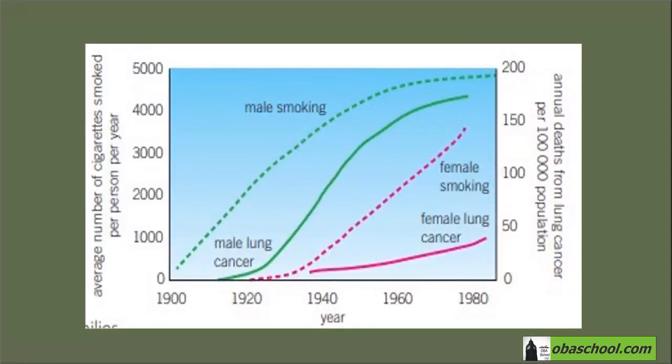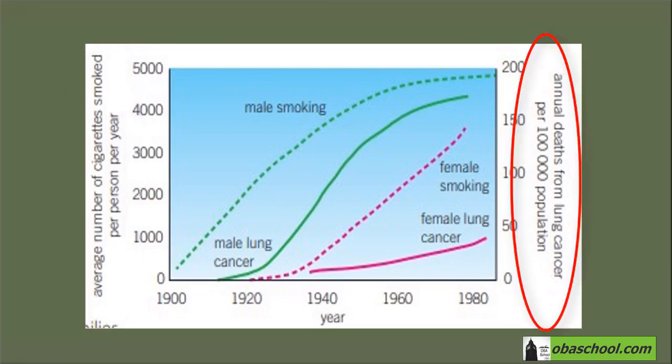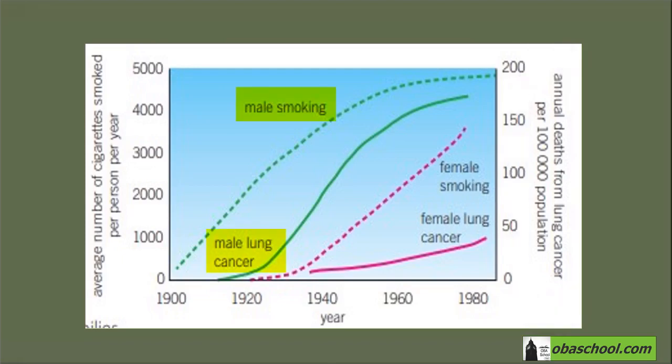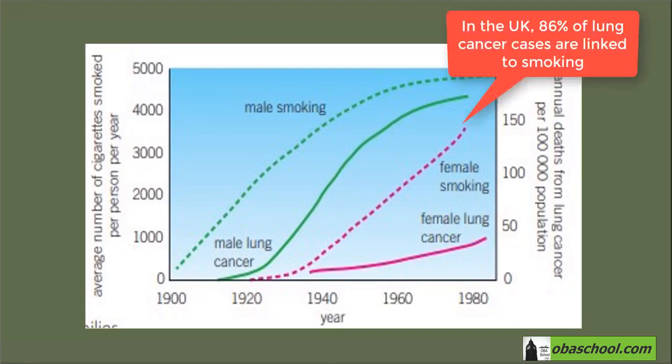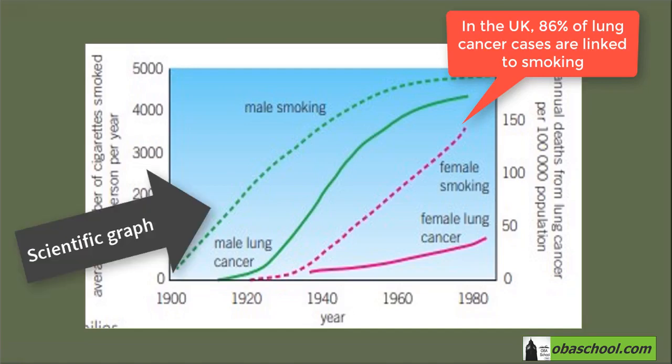This is a graph that shows us the average number of cigarettes smoked per person per year and the annual deaths from lung cancer in the population. So here we see, for example, in males in green, the smoking was increasing with time, and so was lung cancer in males. Also, in females, smoking was increasing from the 1920s to 1980, and so did lung cancer in females. In the UK, 86% of lung cancer cases are linked to smoking. This here is a scientific graph, and this is an established causal relationship.